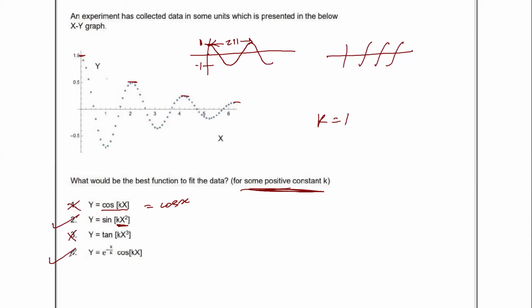So now which one would you go for? What I'm going to do is use the value of K and solve for the fourth option, because I feel that the fourth is most probably the right answer compared to the second one. So suppose I take K as 1, then I get e raised to minus X cos X.